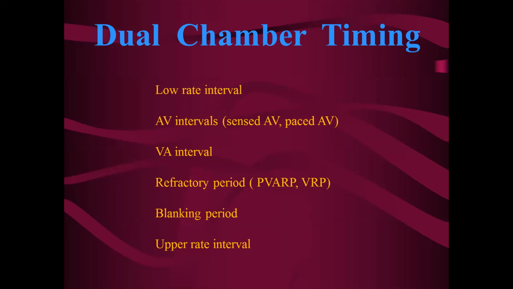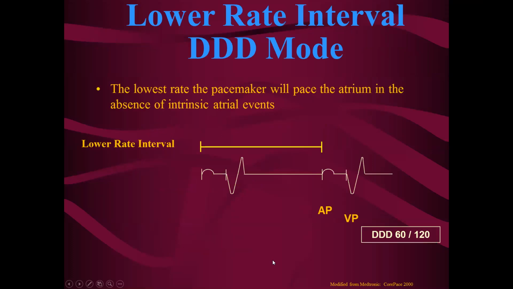In addition to the low rate interval, we also have what we call the AV interval, which is like the PR interval in sinus rhythm. There's something called a VA interval. There are still refractory periods and blanking periods. And then there's an additional interval called the upper rate, the max track interval. So we'll look at that as well.